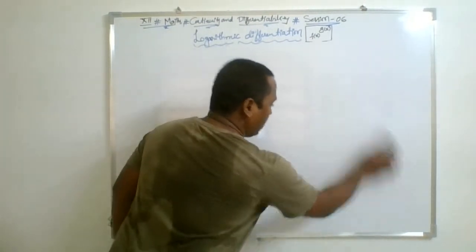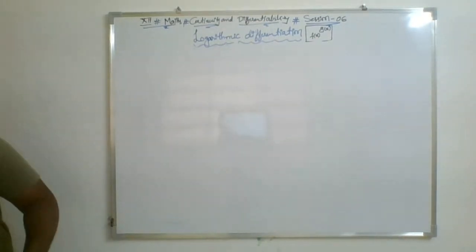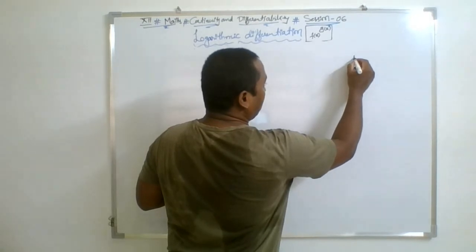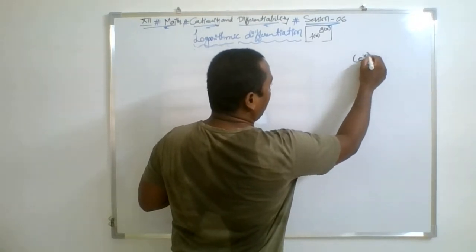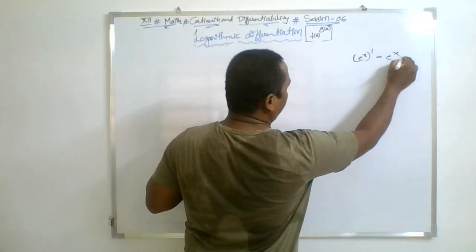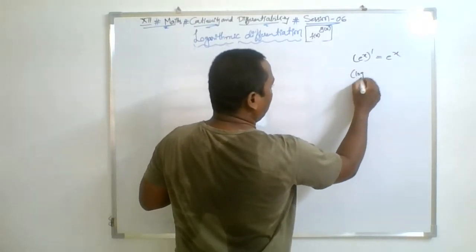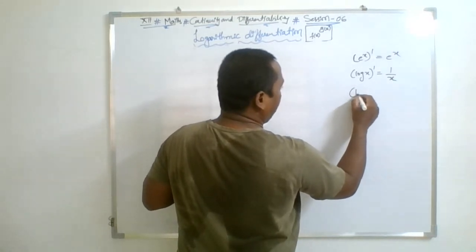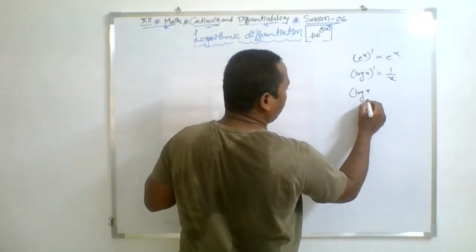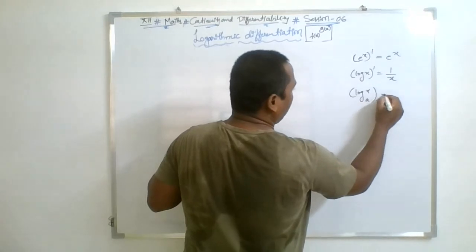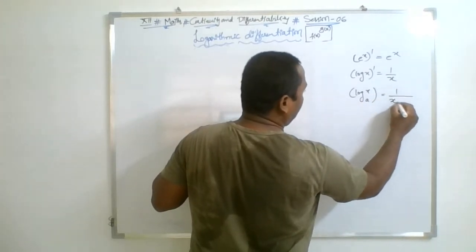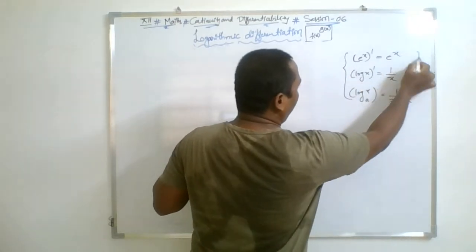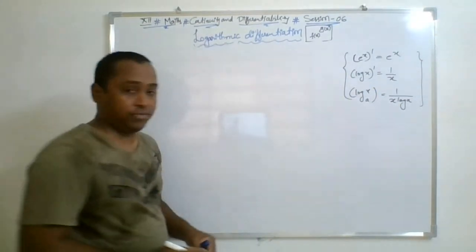So I'm just writing the formulas aside. What is this? Differentiation of e to the power of x is e power x. Differentiation of log x is 1 by x. Differentiation of log x to the base a is equal to 1 by x into log a. So these are the three formulas related to derivatives.